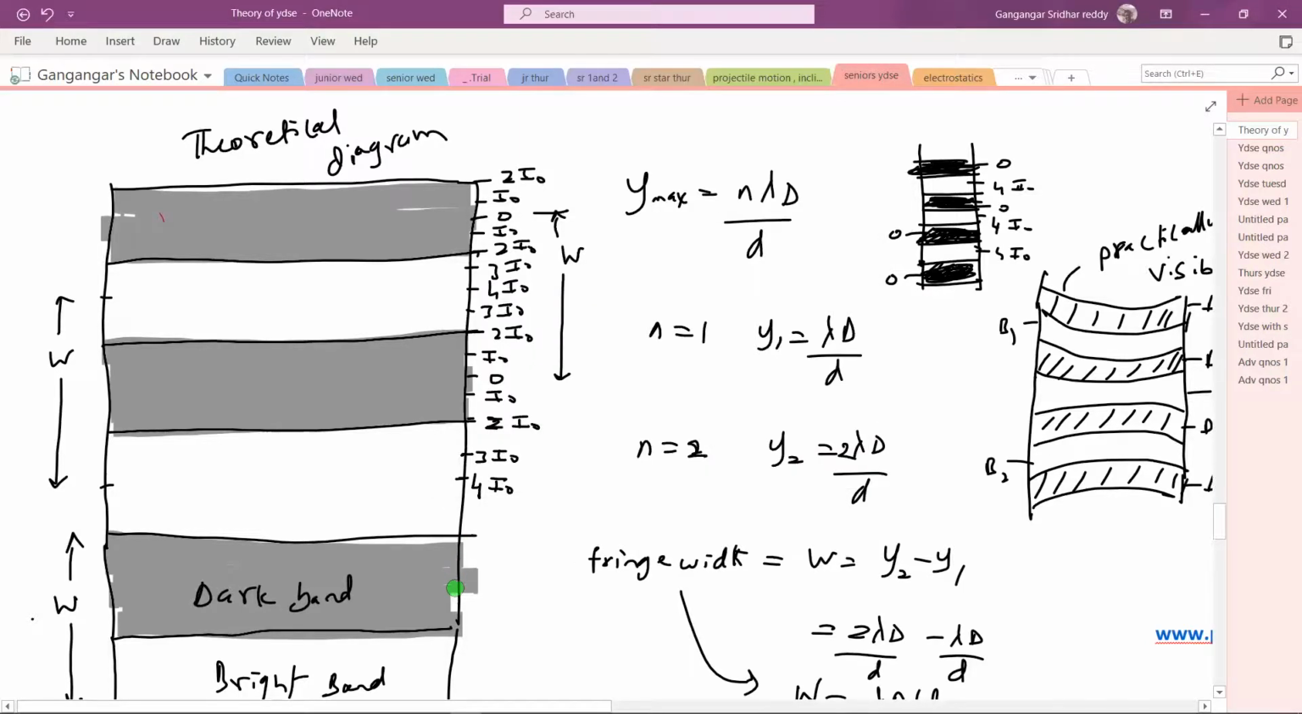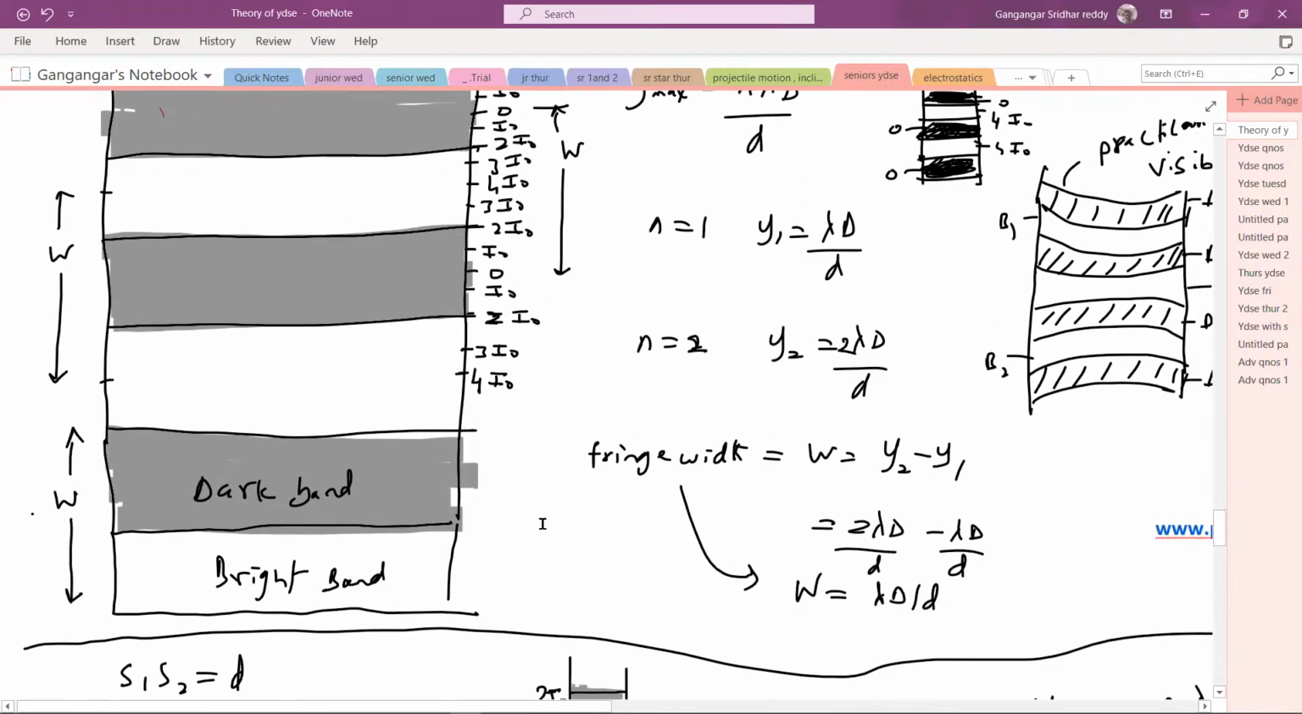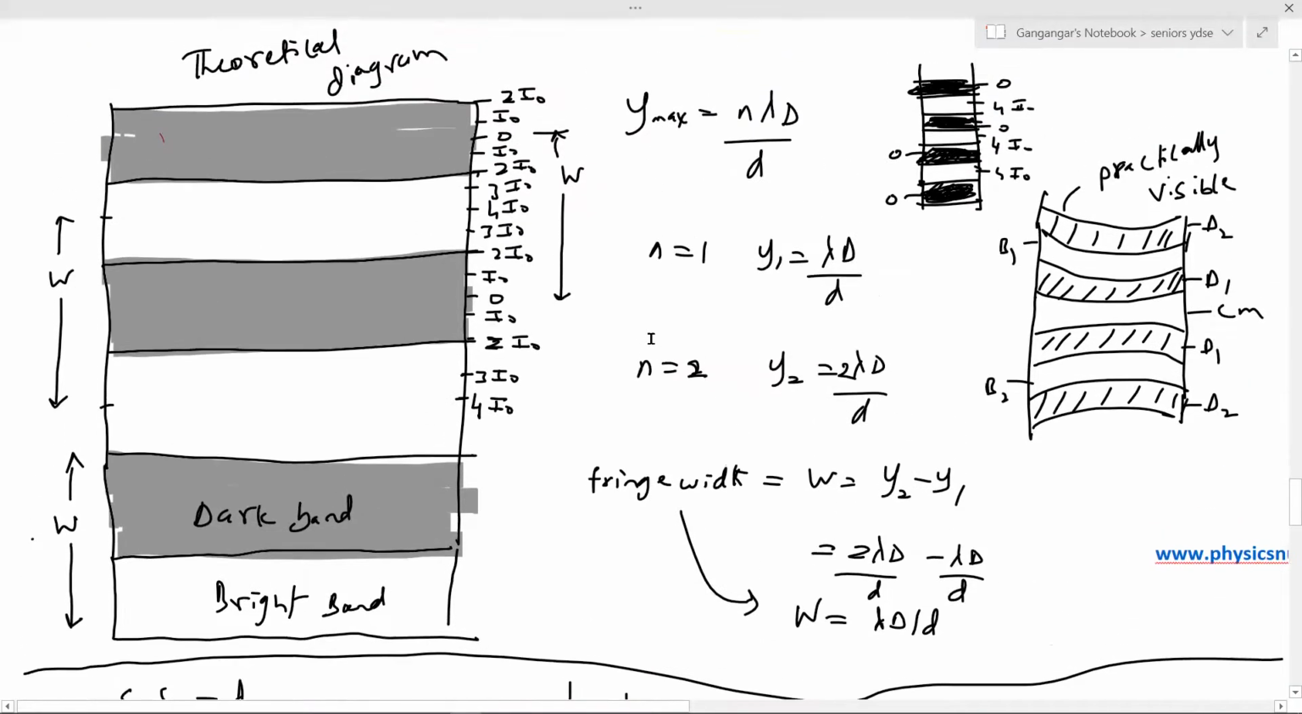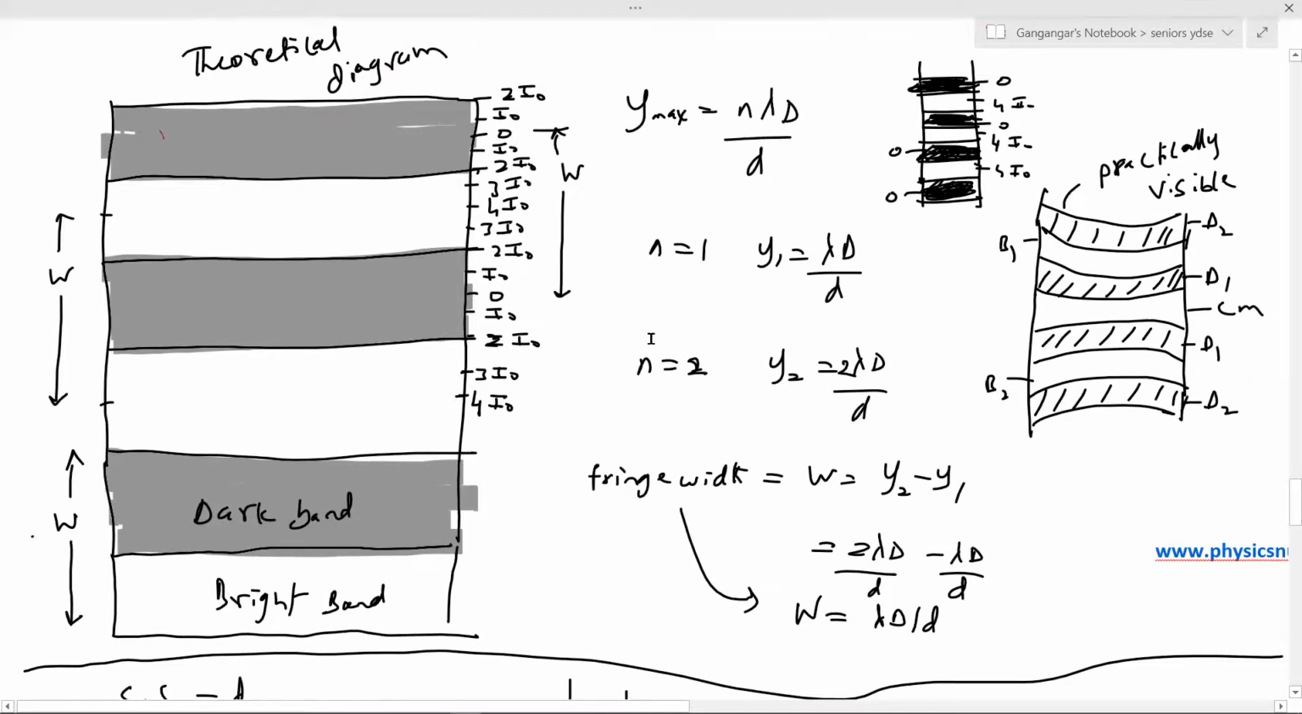So at the midpoint of bright band, yeah, this is something very important. At the midpoint of bright band, the intensity will be 4 I naught. Then 3 I naught, 2 I naught. At the midpoint of dark band, intensity will be 0.